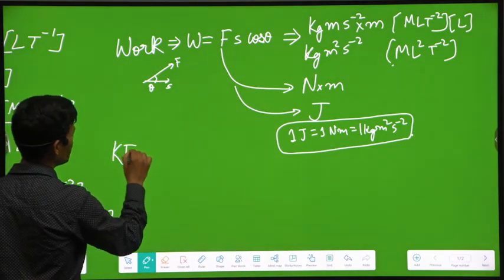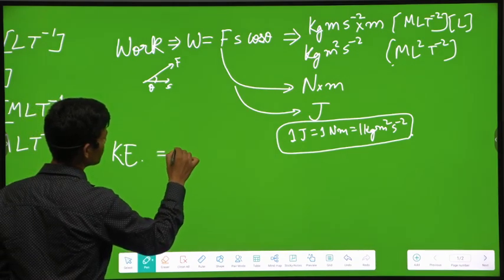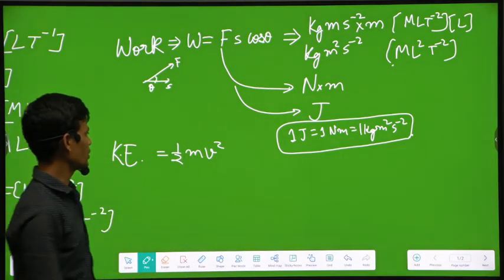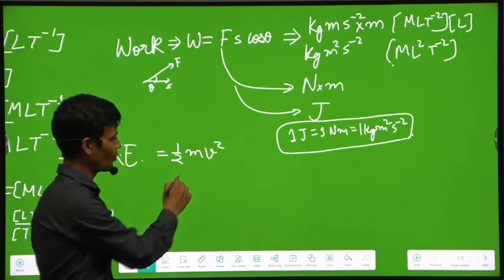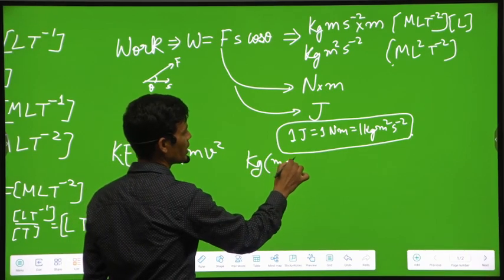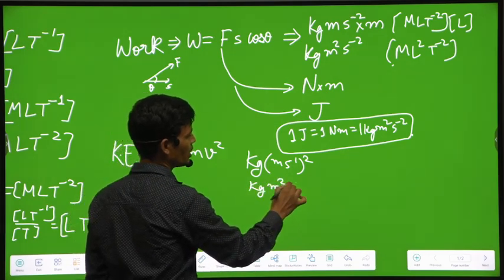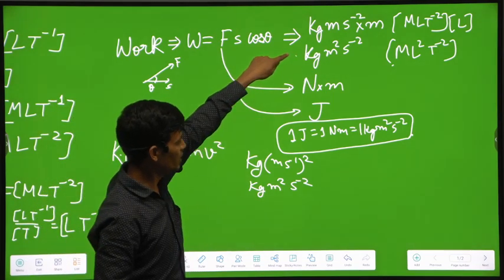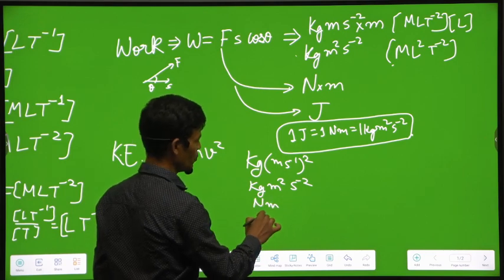Let's talk about kinetic energy. All of us know that its formula is 1 by 2 mv square. The SI unit of mass is kg, and the SI unit of velocity is meter per second. So it will be kg meter square per second square, which is the same as this. It means we can write it as Newton meter, or we can write it as joule.